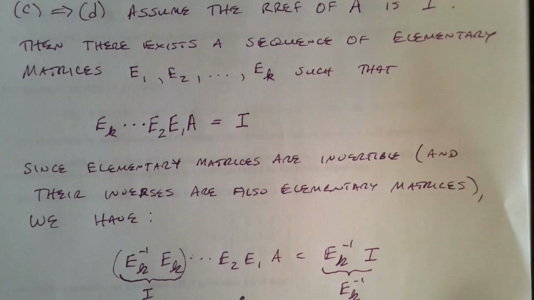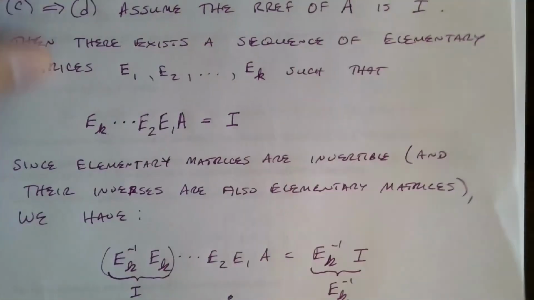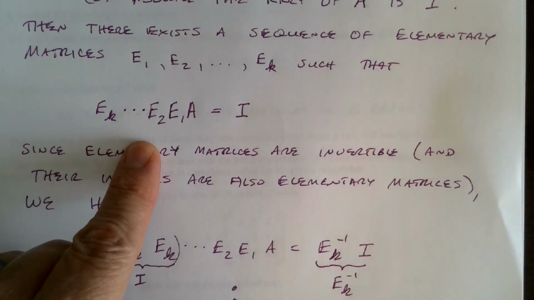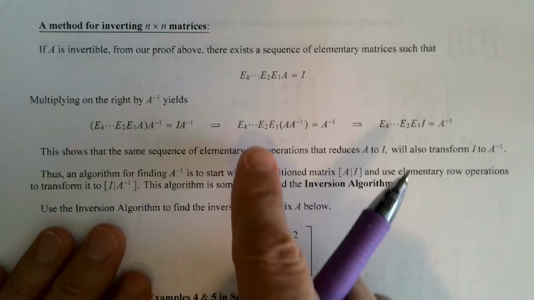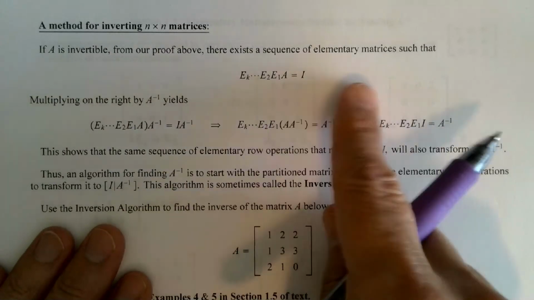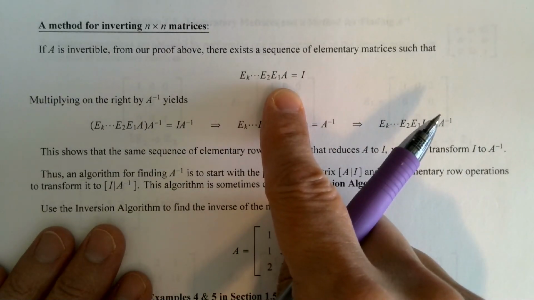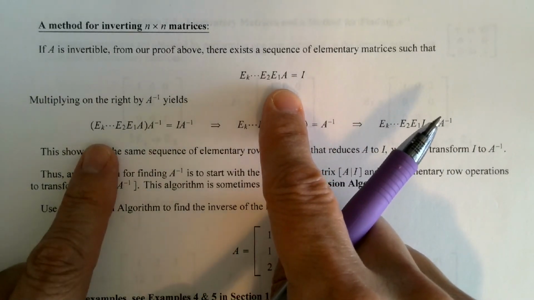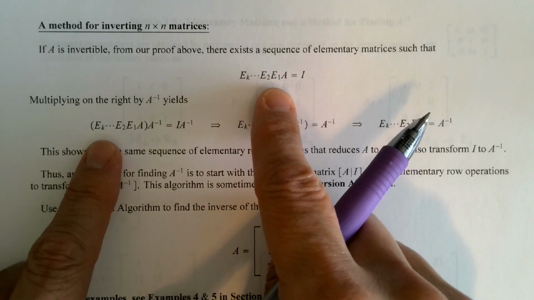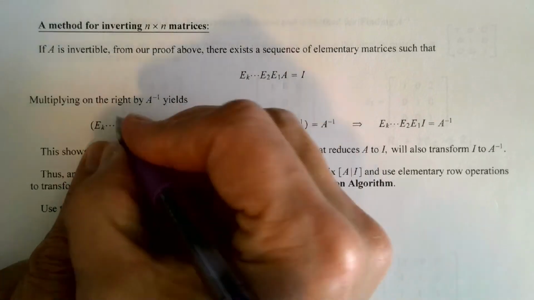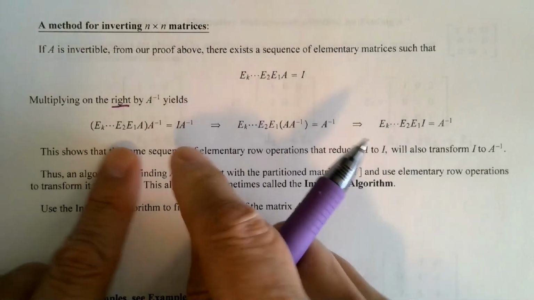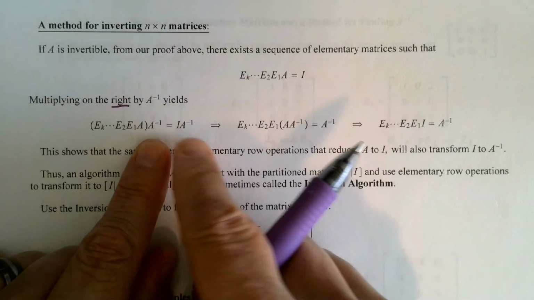So I'm going to come to that to show you how we can then use that fact for finding an inverse of a matrix. So that's sort of the hidden nugget in the midst of this proof. So we know if A is invertible, right, that there exists this sequence of elementary matrices. Now what I'm going to do to show us what we can do from this, I'm going to multiply on the right this time by A inverse, both sides of this equation.